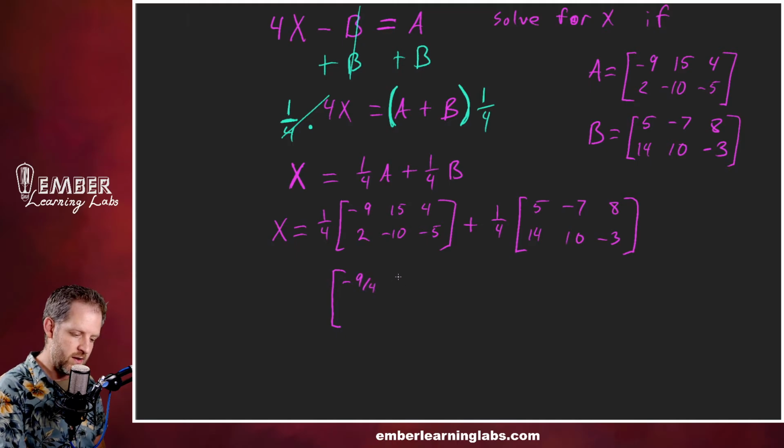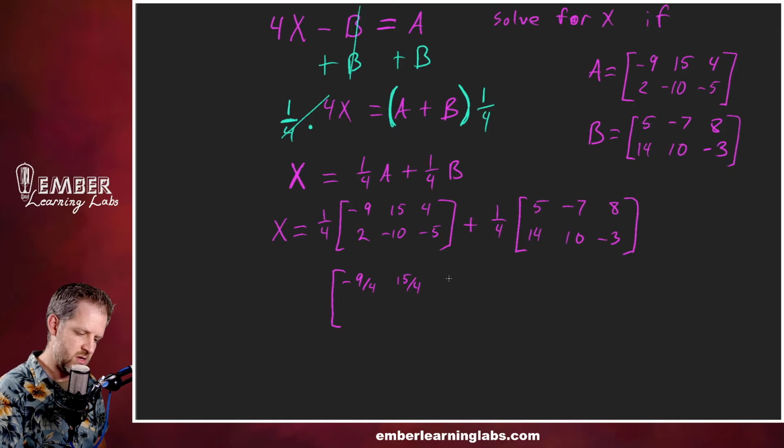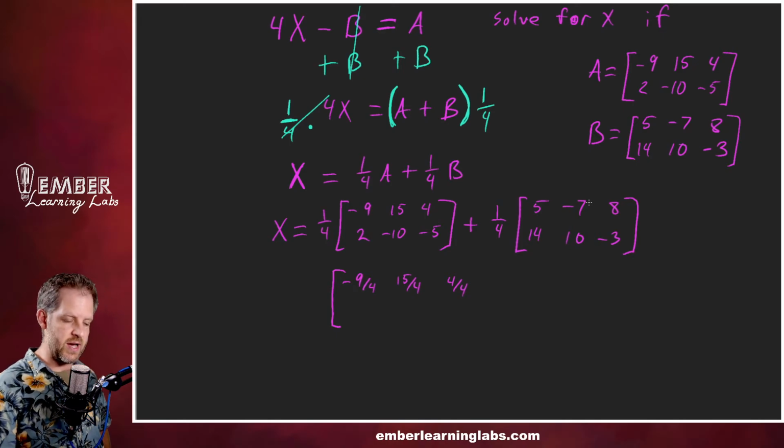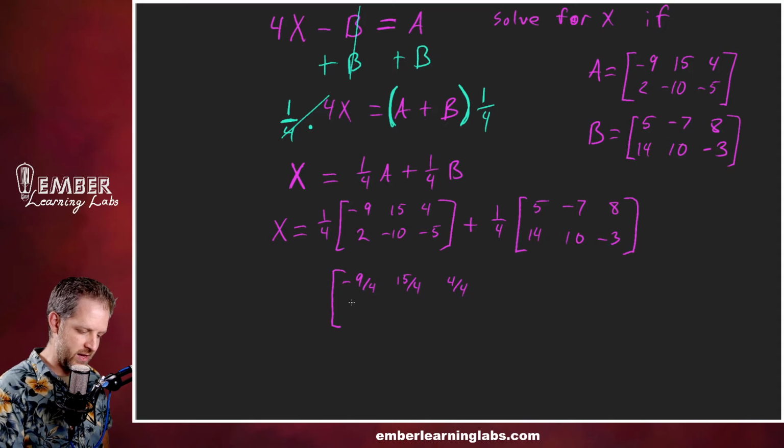-9/4, 15/4, 4/4. This one looks like it's going to reduce. With that one too, but I'm going to leave it for now just so I don't get confused, and I sanity check myself correctly. And then 2/4, -10/4, -5/4, right?